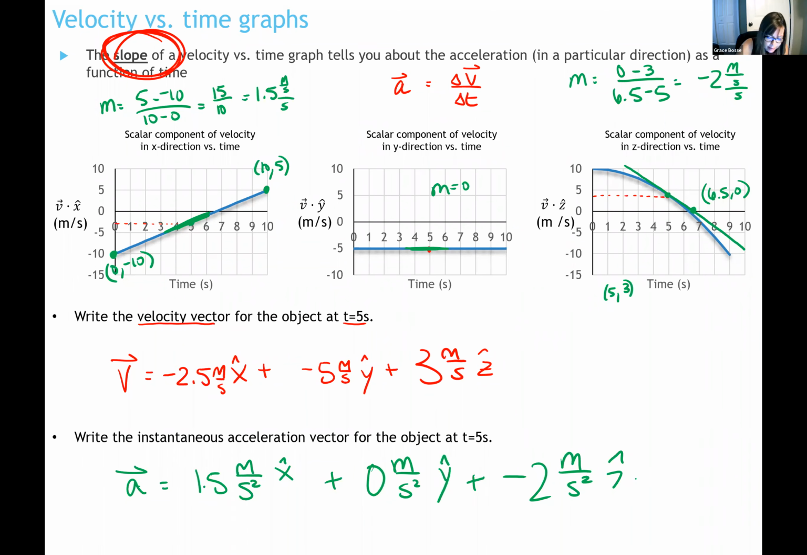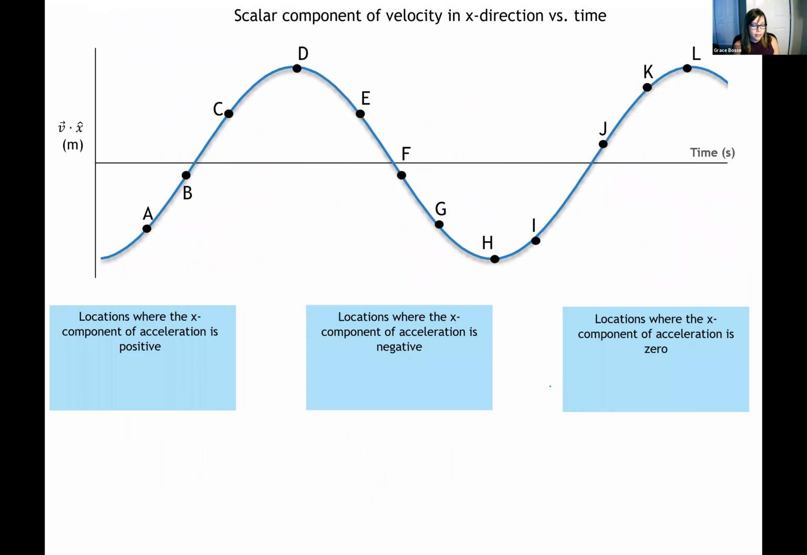All right, and that's how I can use these velocity versus time graphs to extract instantaneous acceleration without actually doing any calculus. Drawing that tangent line is a little tough, but if you don't know calculus, that's what you're going to have to do instead. The last thing I want to talk about is just kind of conceptually making sure that we understand how to describe the slope of a graph.